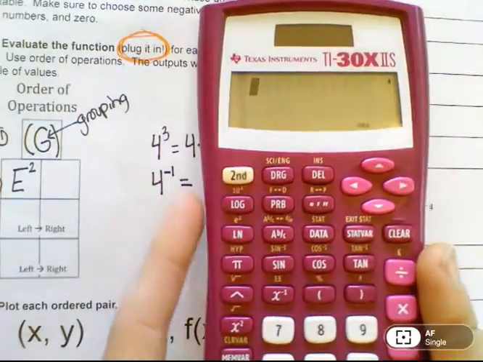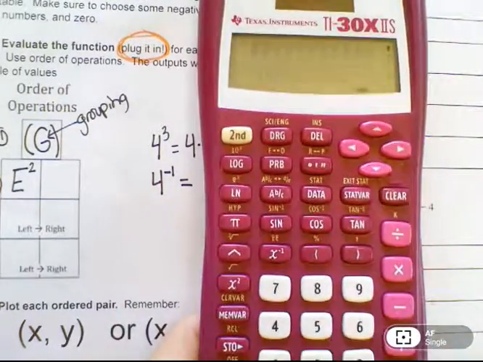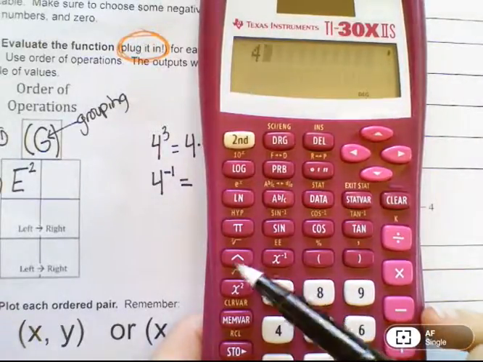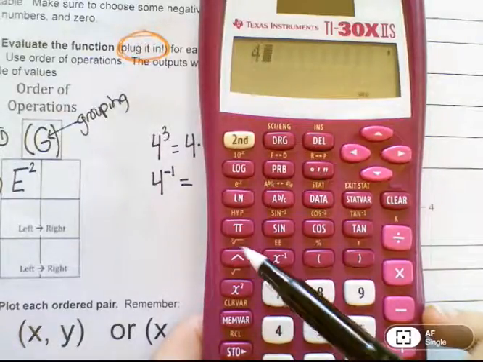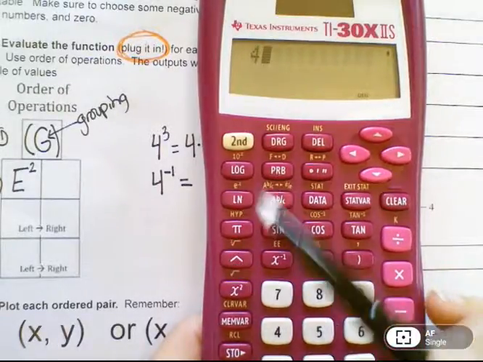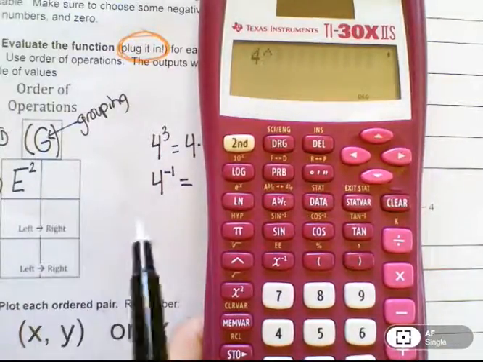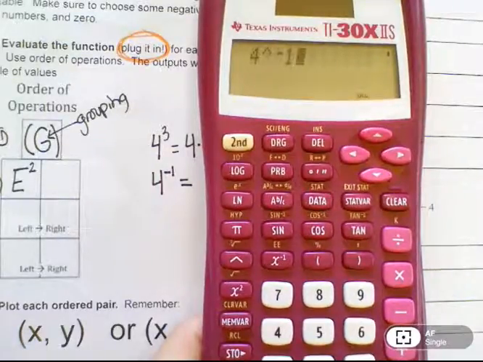So if you don't have a calculator with you at the moment, that's okay. I'll just show you and we'll write it down. You type in your base, so you would type in a 4. And then this button right here, I'm circling it, that little upside down V, that's your exponent button. I want to hit that, and the next number I type is the exponent. So if I'm doing 4 to the negative first power, I would then type in a -1.